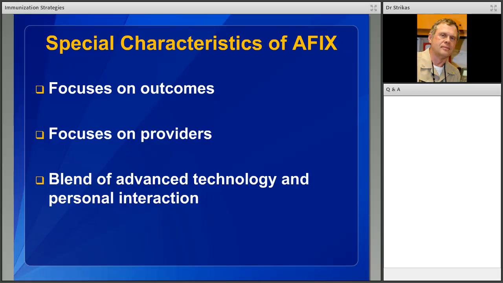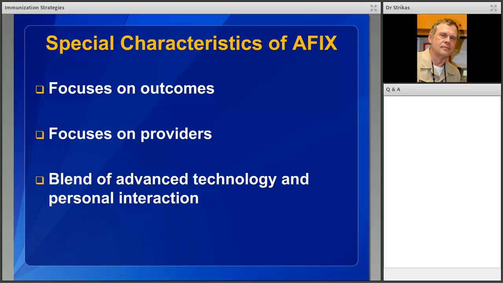First, AFIX focuses on outcomes. It starts with an assessment, producing an estimate of immunization coverage levels in a provider's office or clinical setting, and these data help to identify specific actions to take to remedy deficiencies. And outcomes are easily measurable, that is, their immunization coverage outcomes.